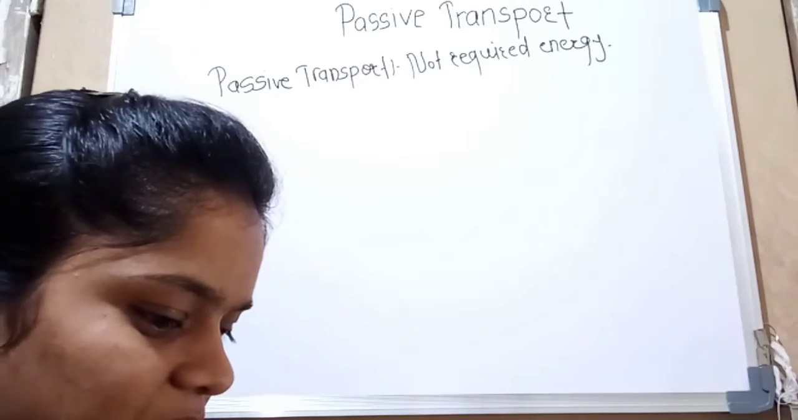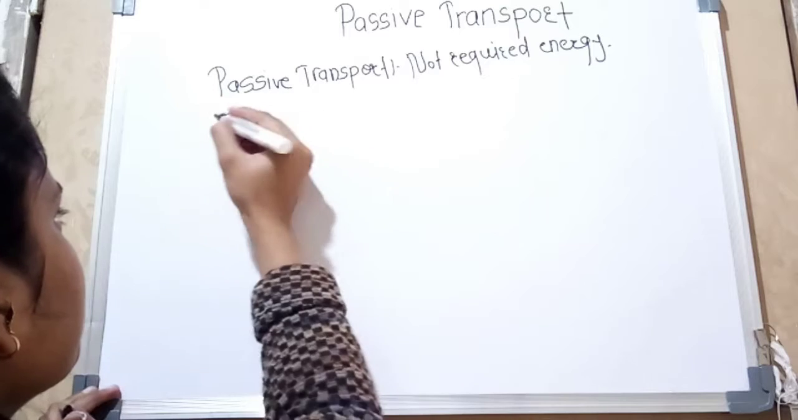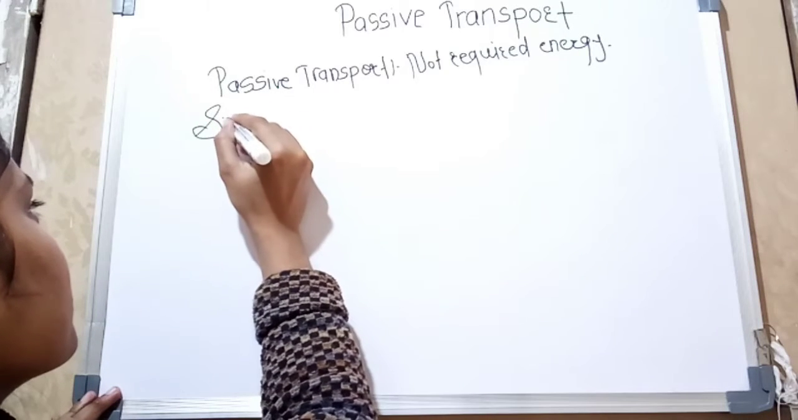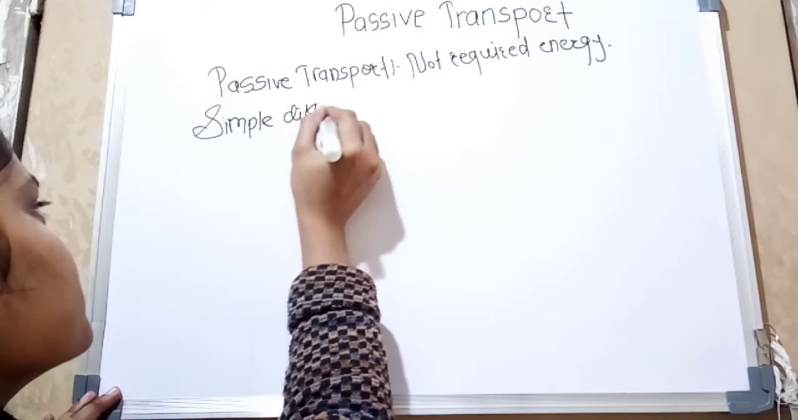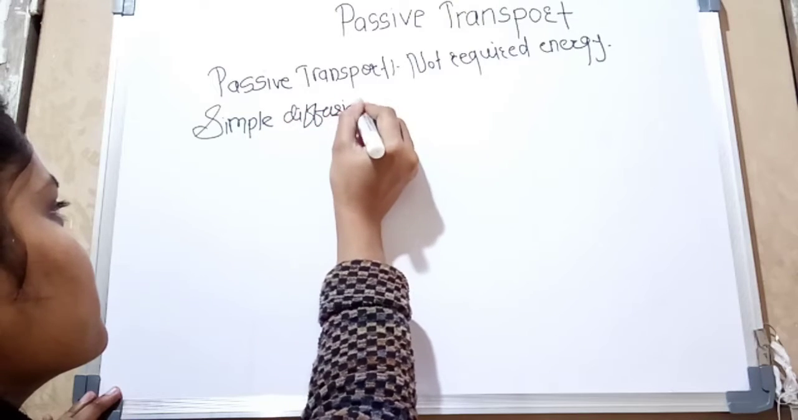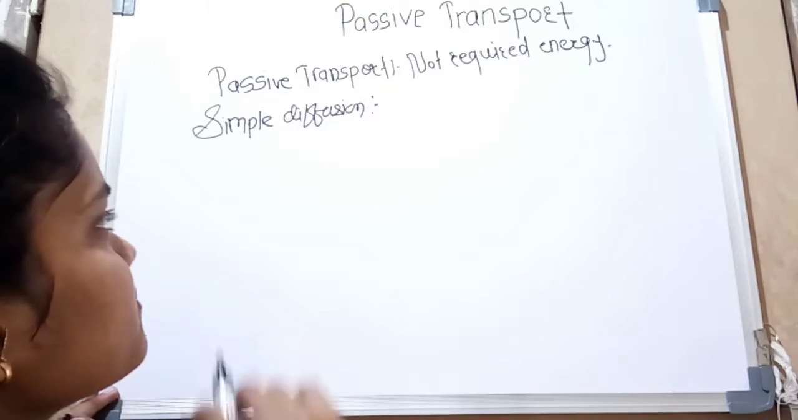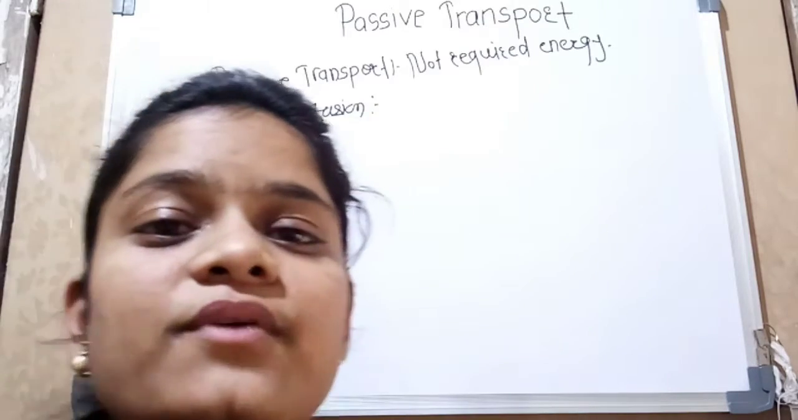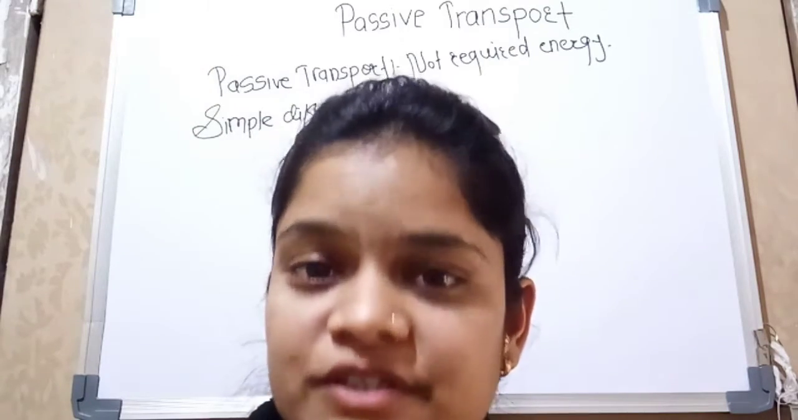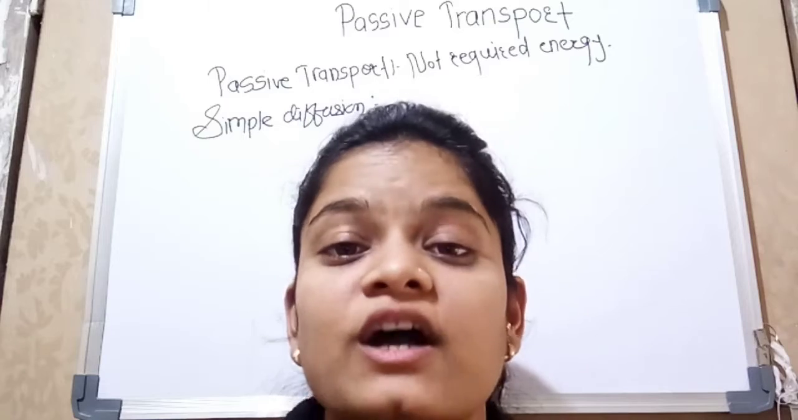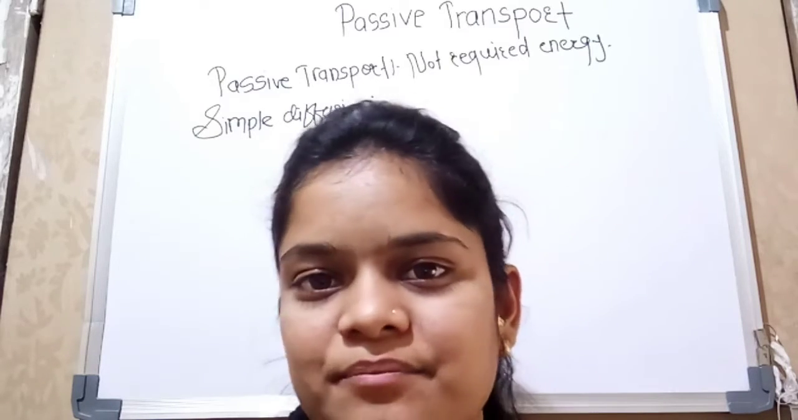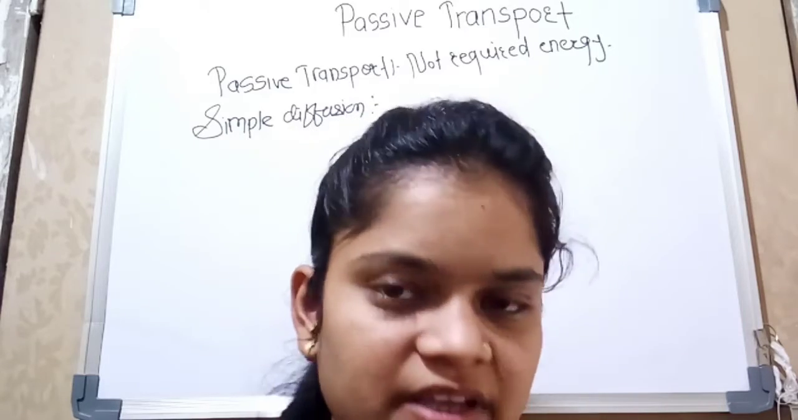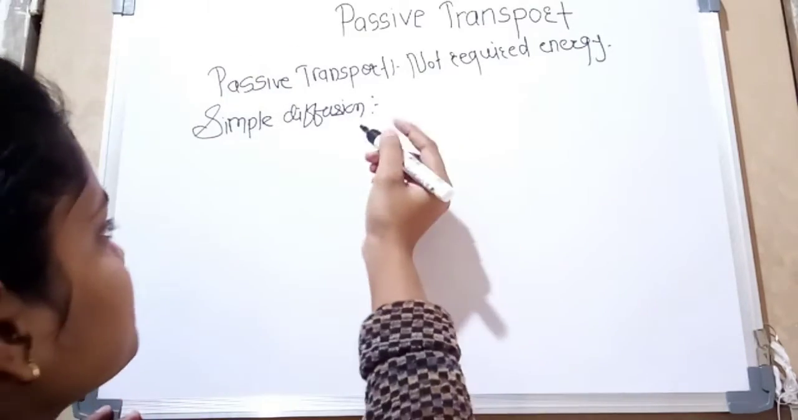The first is simple diffusion. So what is simple diffusion? The movement of molecules from the region of high concentration to the region of low concentration is called simple diffusion. I take one example. Let's see.